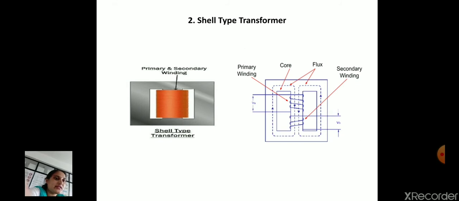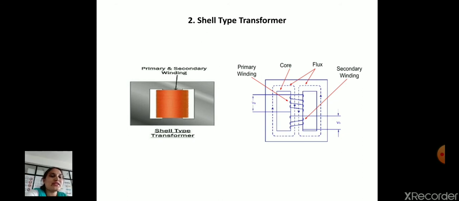The second one is the shell type transformer. See the shell construction of this shell type transformer. It has three limbs: two are outer limbs and the middle one is the central limb. Both the windings, primary and secondary, are mounted on the same, central limb.